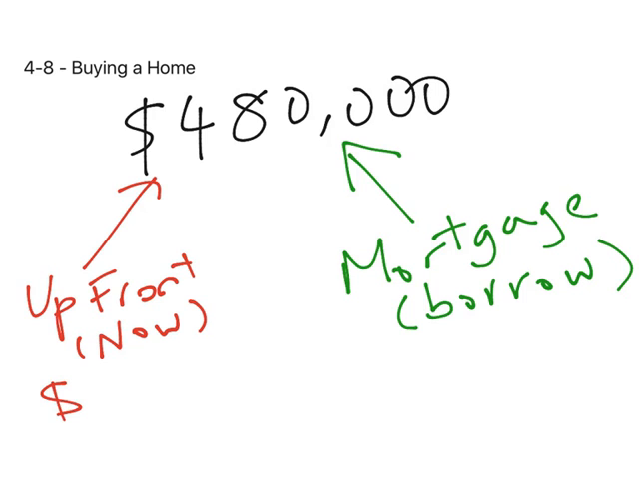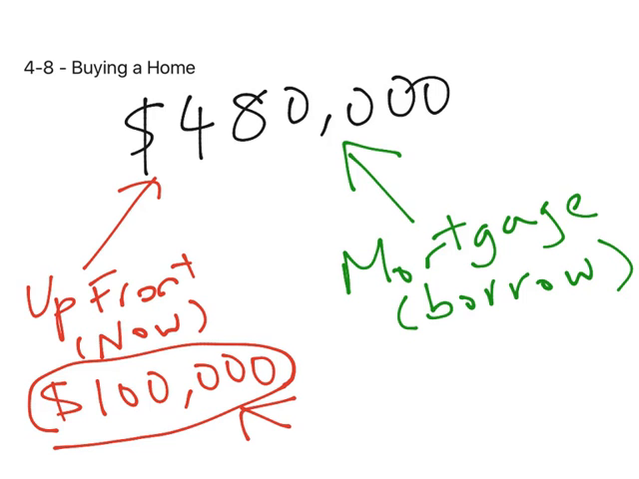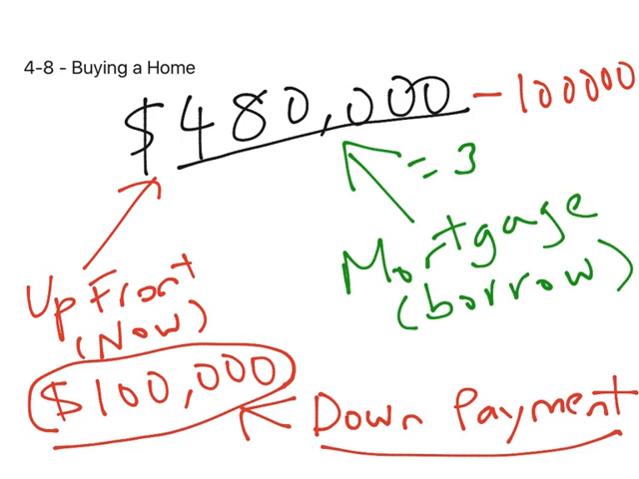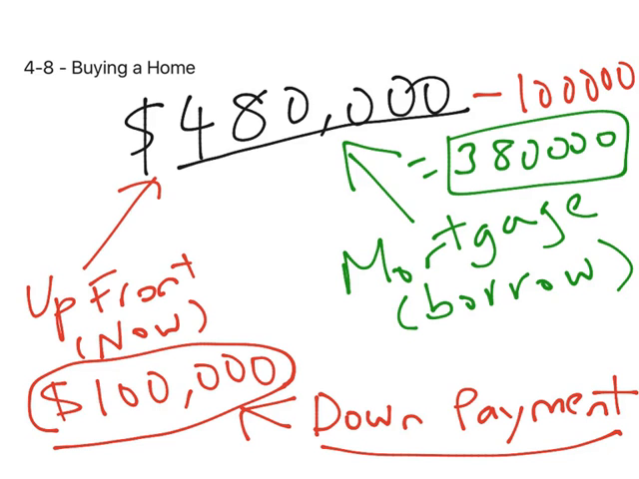For example, if you have $100,000 in your bank right now, and you have a job, you can put that $100,000 up front, you pay it now. That money is called the down payment. So the down payment is the money you pay right now for the house. The rest of the money you have to borrow for the mortgage. So if your down payment is $100,000 and your home costs $480,000, you have to borrow the rest of the money. That's how much you have to borrow from the bank. That's the part that you pay back every month.